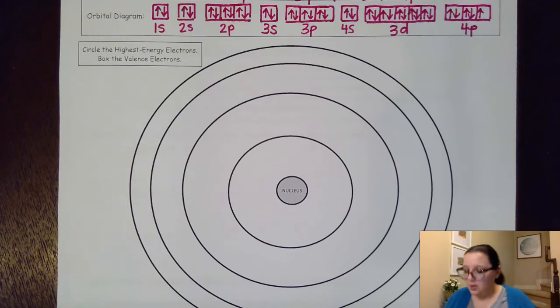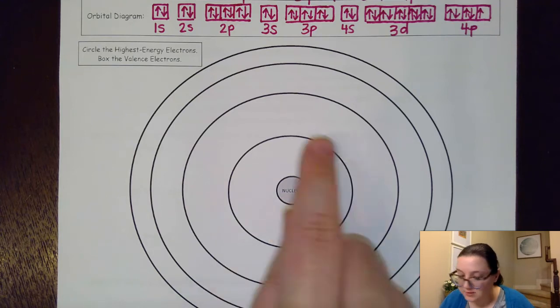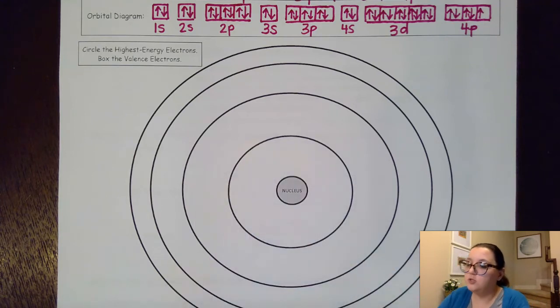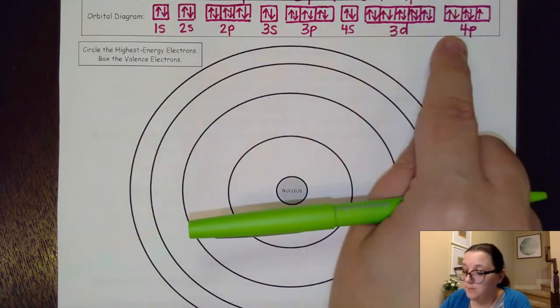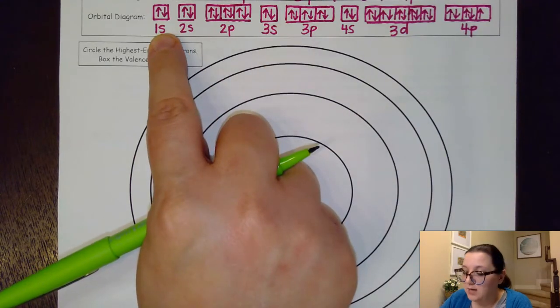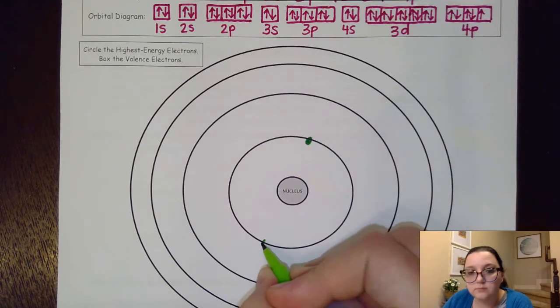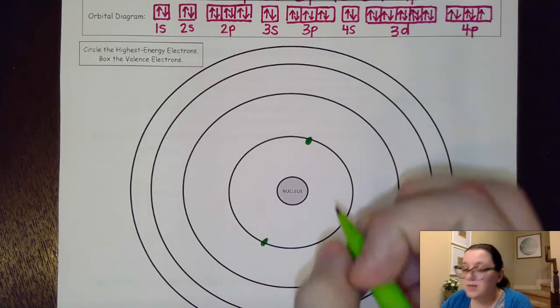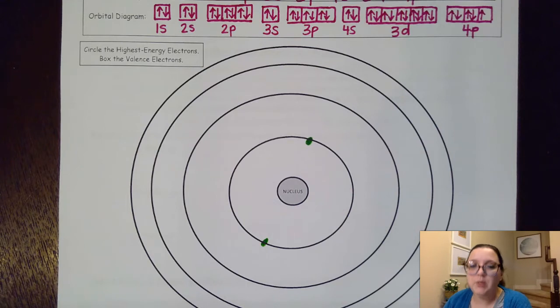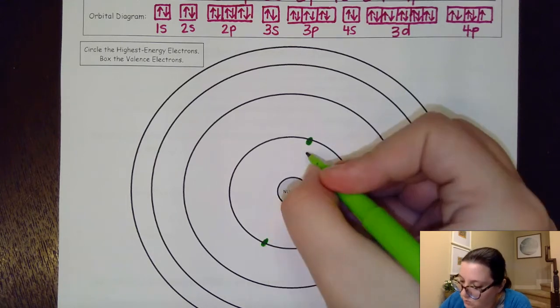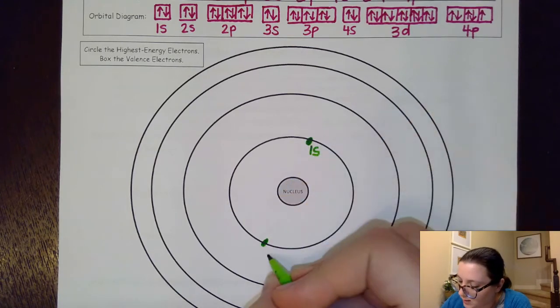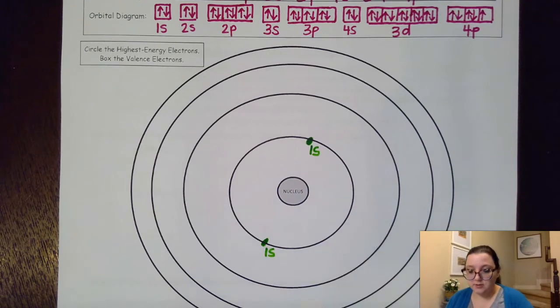So starting here on the first energy level, according to my orbital diagram up here, the first energy level only had 2 electrons. So I'm going to put 2 dots on that energy level. And in middle school, that's all you would do. Here we're going to label these as 1s and 1s. Both of those are 1s electrons.